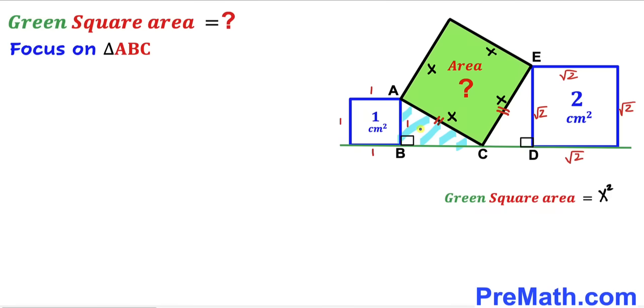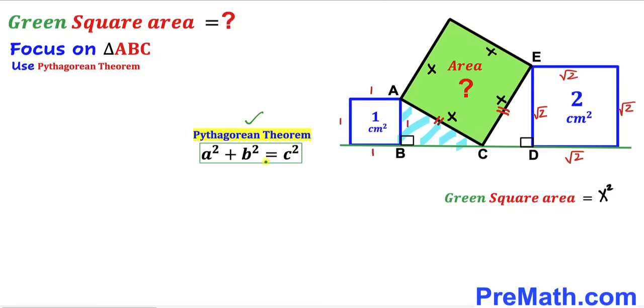And now let's focus on this tiny right triangle ABC. We are going to apply the Pythagorean theorem on this triangle. And here's our Pythagorean theorem: a square plus b square equal to c square. In our case, our hypotenuse is x, whereas our two other legs are 1 and this line segment BC. Let's go ahead and fill in the blanks in this Pythagorean formula. So we got BC square plus 1 square equal to x square.